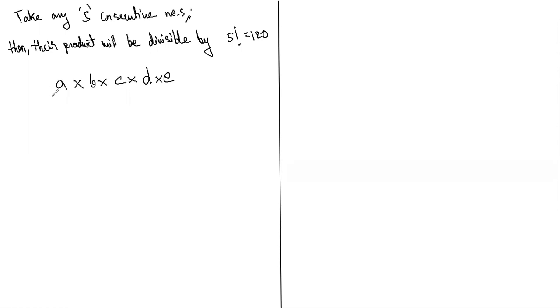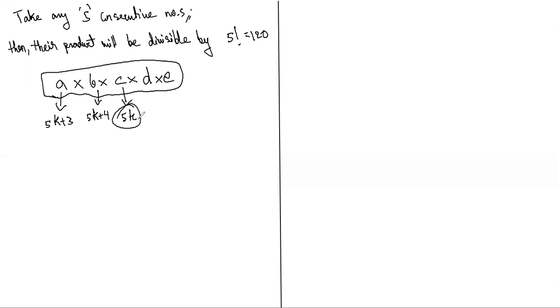Similarly, same logic is just going on. 5 consecutive numbers when multiplied will be divisible by 5 factorial. Why? If let us say one of them is of the form 5k plus 3, the next one will be of the form 5k plus 4, and the next one will be 5k form. So it will be divisible by 5. It will also be divisible by 4, 3, 2, 1. Okay.